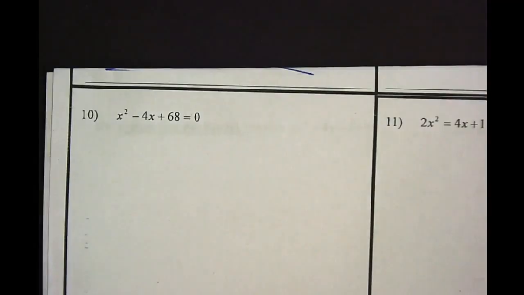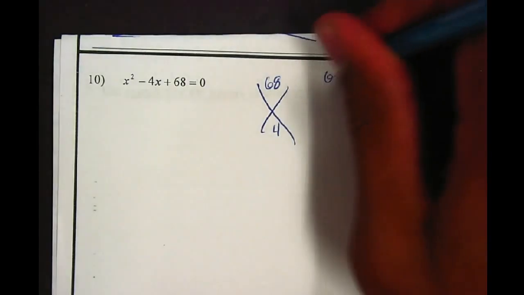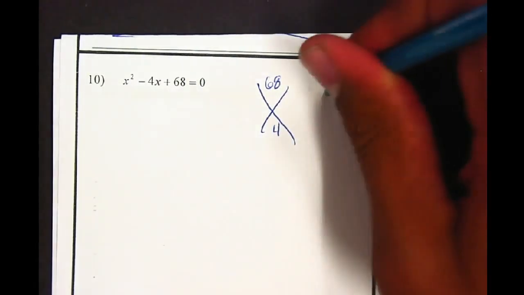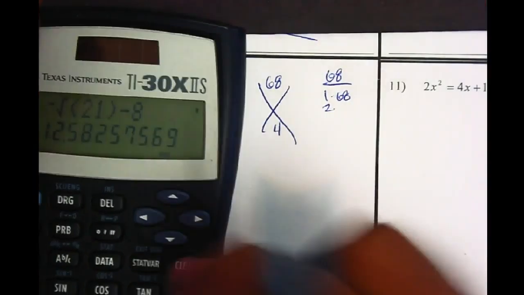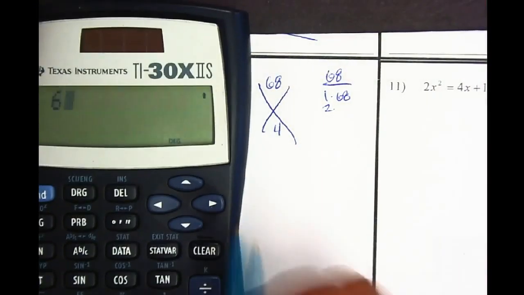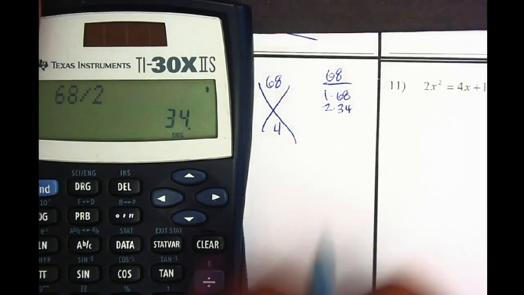Okay, now moving on to the bottom. Okay, x squared minus 4x plus 68. Well, let's try our x. It's the first thing we want to try. So 68 goes here, 4 goes here. What multiplies to 68? Let's see. 1 times 68, 2 times what? What do I multiply times 2? I do 68 divided by 2. That's 34.